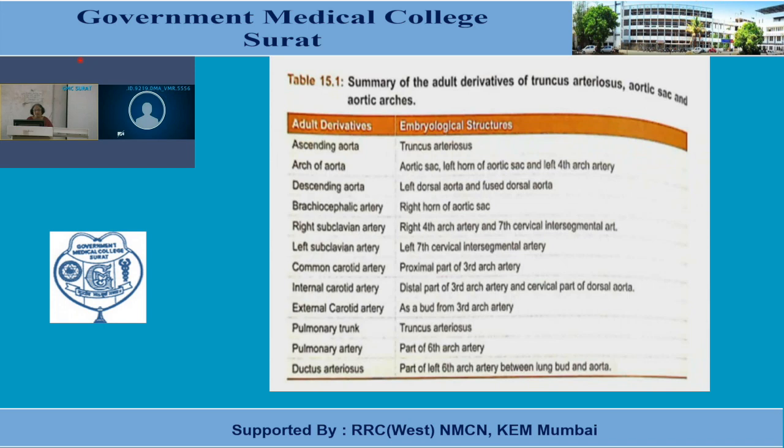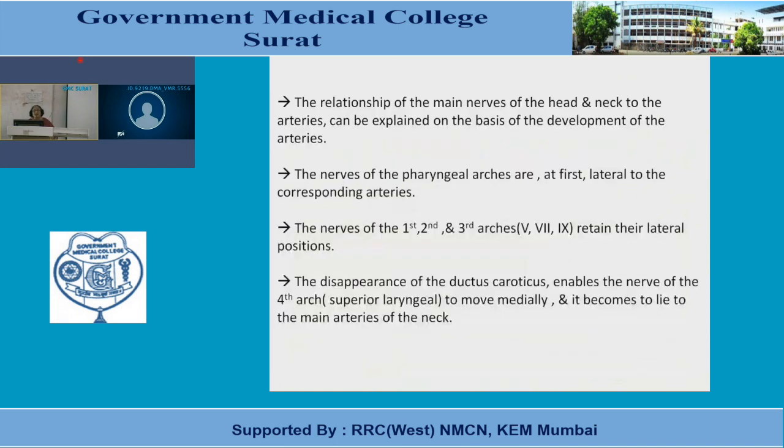The pulmonary trunk is derived embryologically from the truncus arteriosus. The pulmonary artery is part of the sixth arch artery. And the ductus arteriosus is part of the left sixth arch artery between the lung bud and the aorta. So all this is the summary of the adult derivatives of the truncus arteriosus, aortic sac and aortic arches. Now, the relationship of the main nerves of the head and neck to the arteries can be explained on the basis of the development of the arteries.